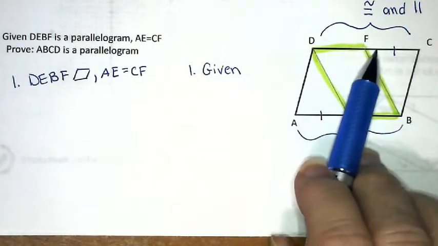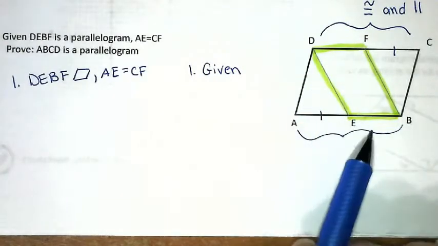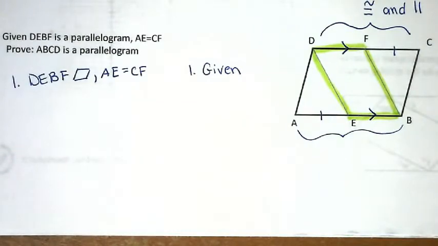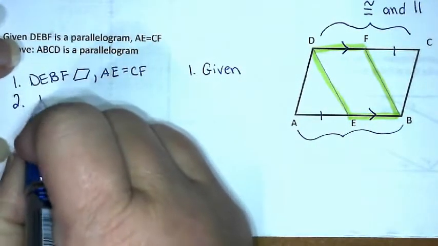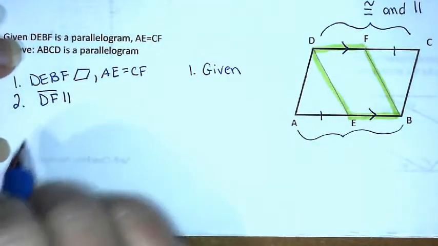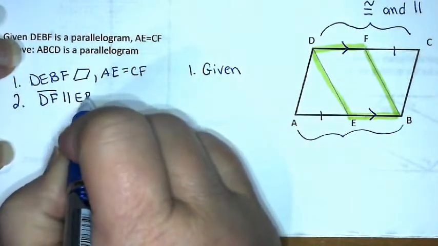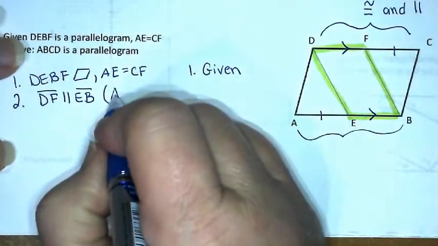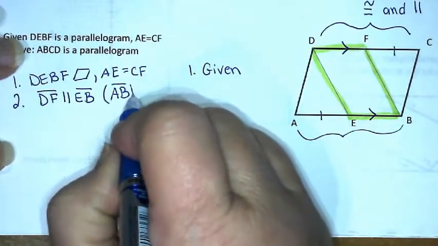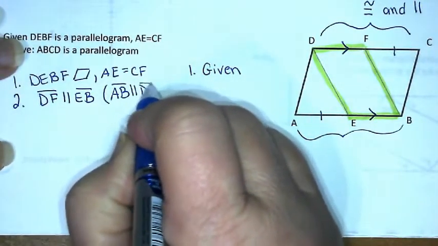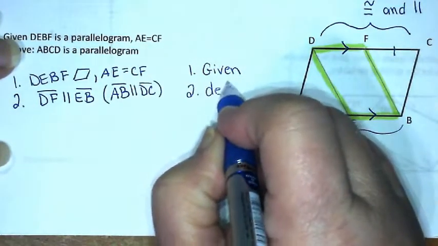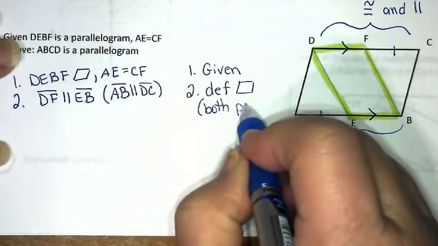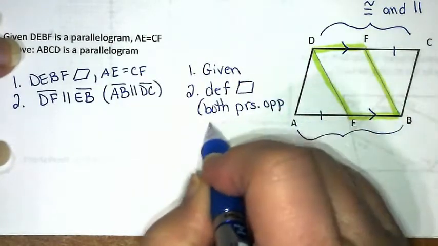Well, first off, if DEBF is a parallelogram, aren't these parallel? That's the definition. So I'm going to say DF is parallel to EB. Now, by saying that, I'm also saying that AB and DC are parallel to each other, because they're just a continuation of those lines. So I can put that here. That's the definition of a parallelogram. Both pairs of opposite sides are parallel. Opposite sides parallel.